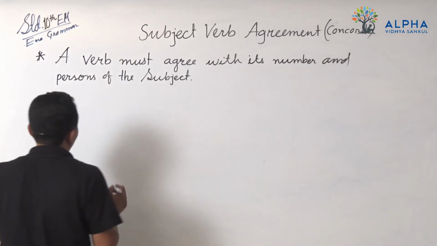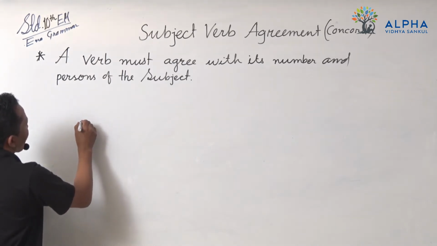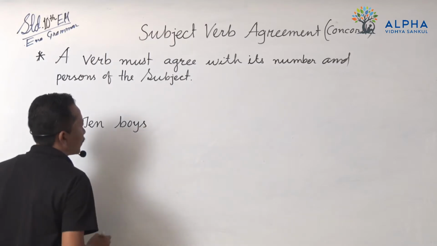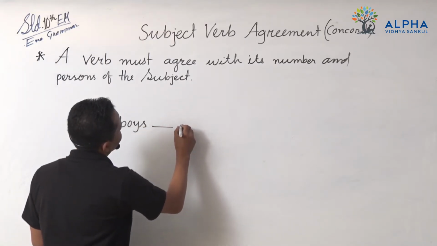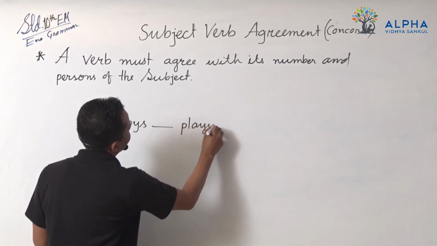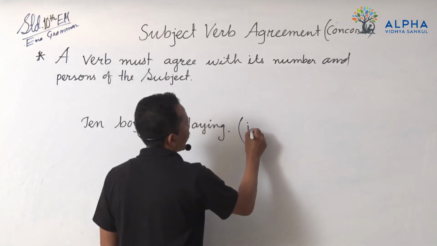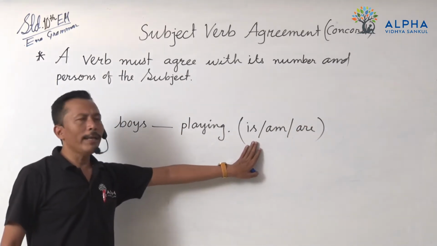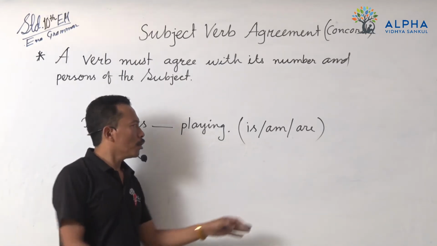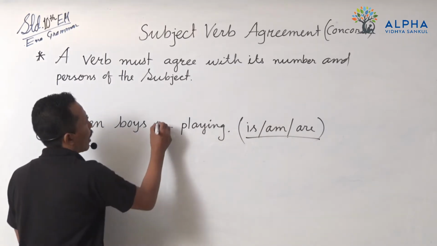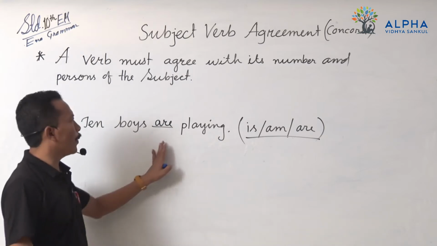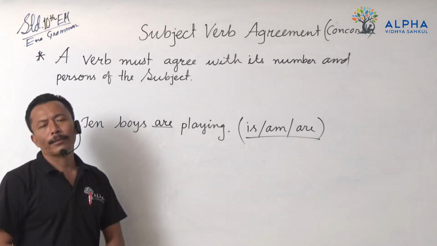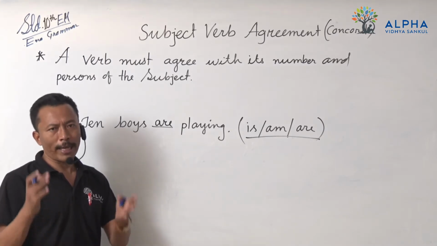For example, you see, ten boys playing. Students, here the answer options are am, is, are. There are three options. Among these three options, which one is right? And you will say, sir, are. I know, you all know that. Even a standard third and fourth student knows this. Ten boys are playing. Why do we put are? Many students don't know. But if you know, then you are very good.